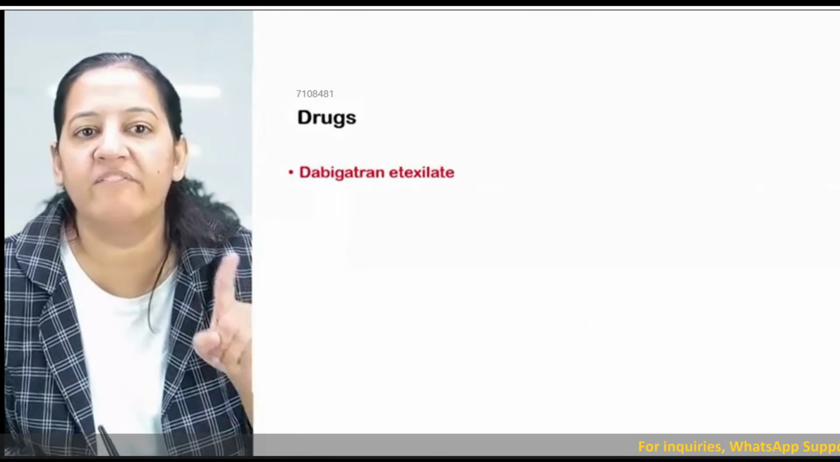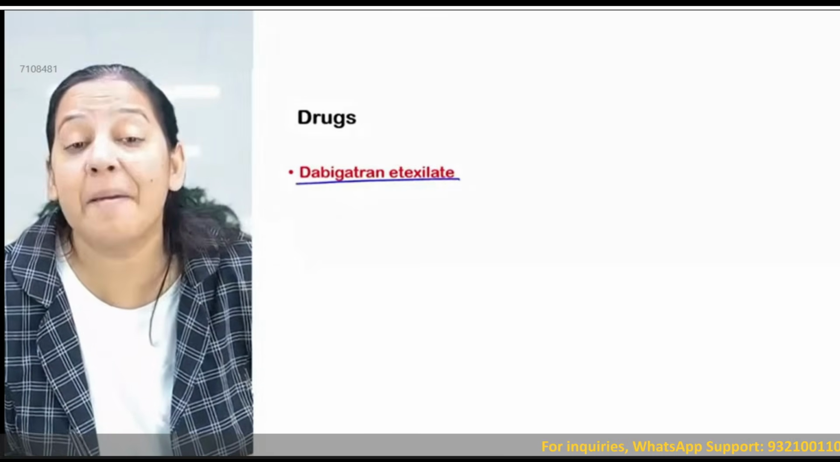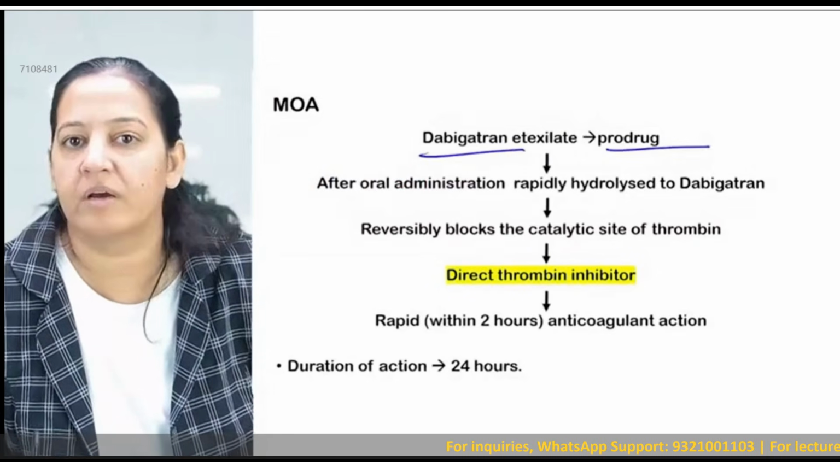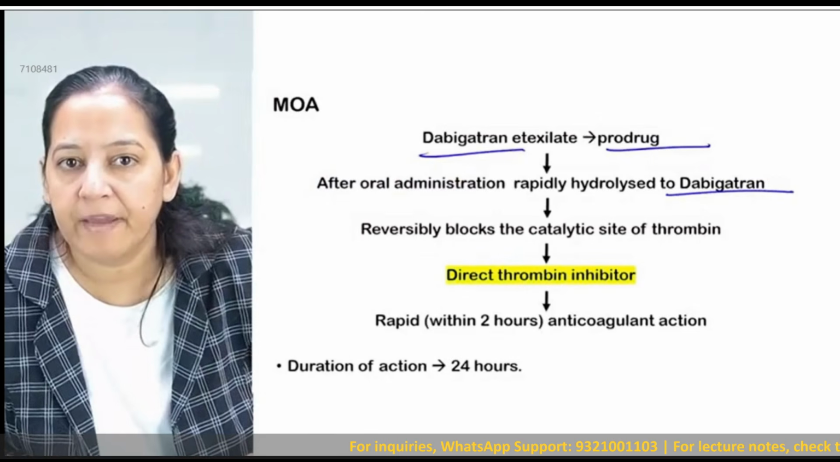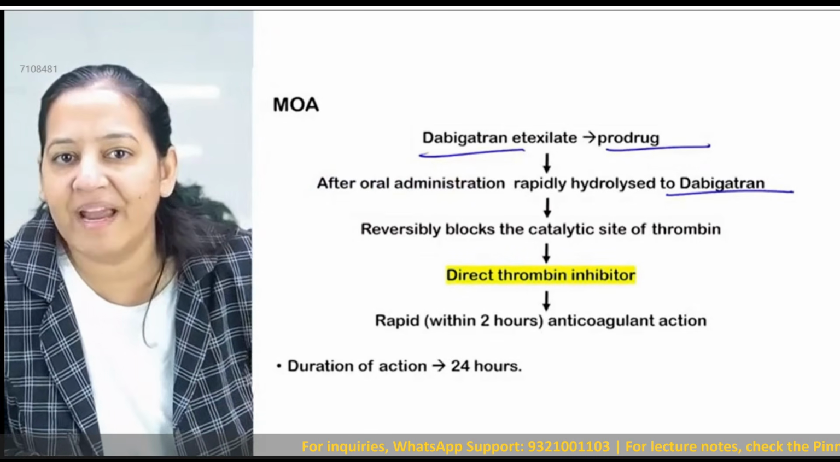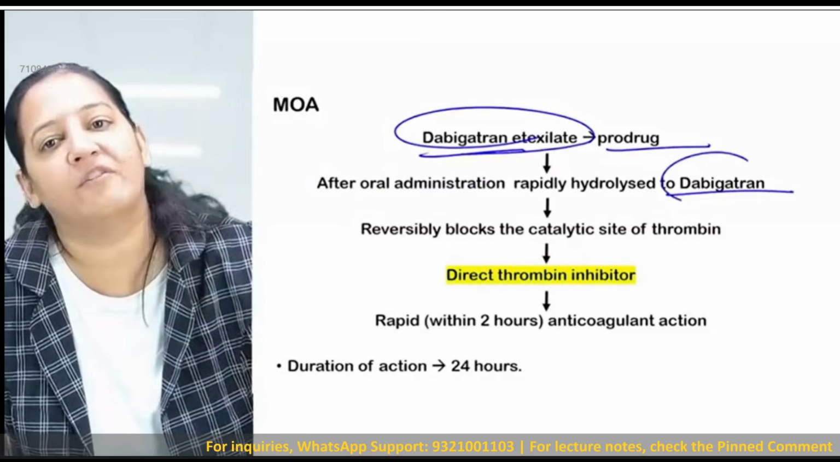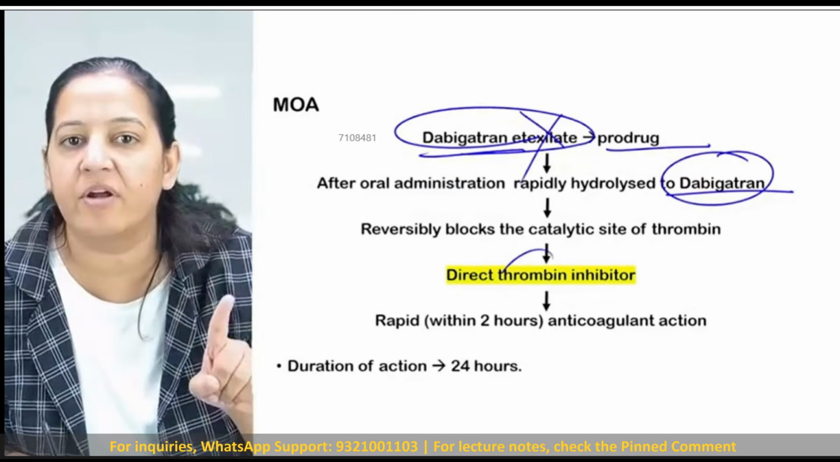In 2 inhibitors, we have only one drug, Dabigatran. Dabigatran etexilate is a prodrug. After going in the body, it converts into its active form, Dabigatran. The etexilate part is removed. It is only Dabigatran, and Dabigatran inhibits 2.